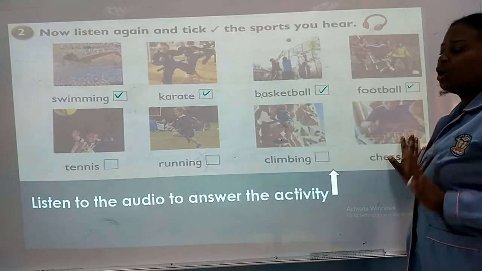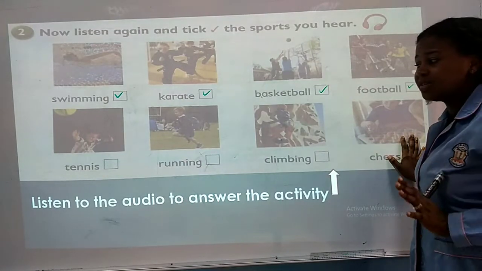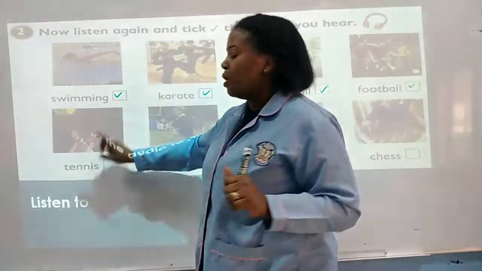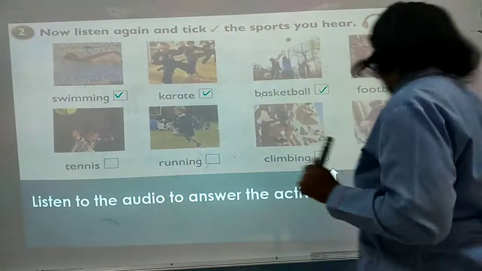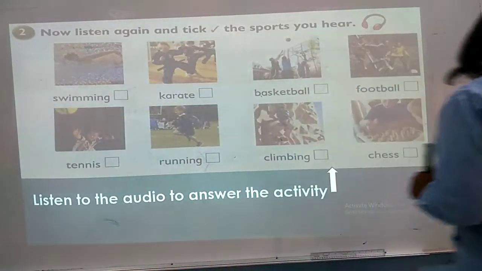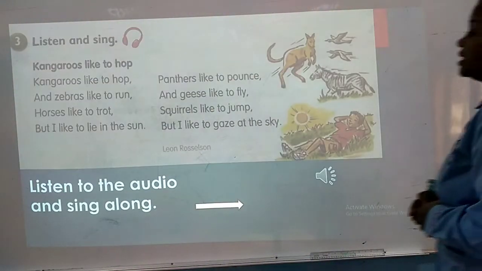So you do this by yourself. Check the picture. Look at the words very well. Make sure you understand the meaning of the word before you check, and ensure that the picture matches the word. Now we move. Okay, before I do that, let me erase the board. Okay. So now we move to the next one.